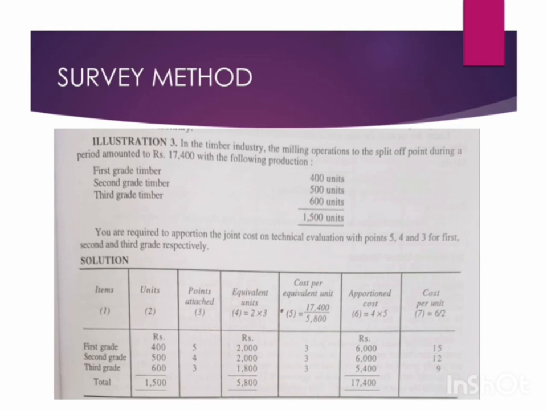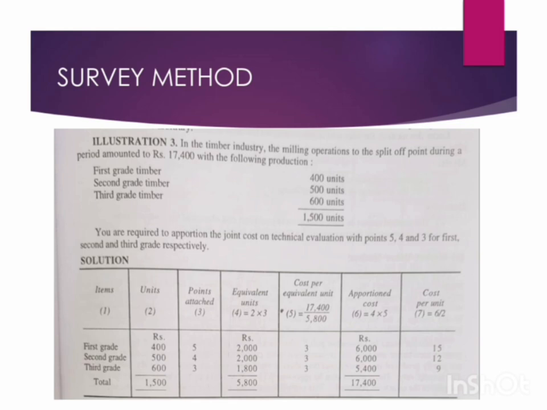In the next column, we have to find the apportioned cost. In order to get the apportioned cost, we have to multiply the fourth and fifth columns, which is 2000 into 3, 6000; 2000 into 3, 6000; 1800 into 3, 5400. Now, when we add all these costs together, we get 17,400.